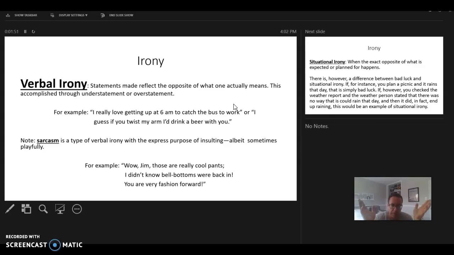I guess if you twist my arm, I'd drink a beer with you, right? So these aren't really sarcasm, right? It's not really sarcastic, but that is what we call verbal irony. And sarcasm is doing the same thing, but usually with this intent to insult, right? It can be playful. I'm very sarcastic with my friends. So I'm playfully insulting them, right? So, wow, Jim, those are really cool pants. I didn't know bell bottoms were back in. You were very fashion forward, right? So the opposite of what's the reality. They're not cool pants. They're geeky looking or whatever, and just playful banter, if you will. So verbal irony is something we're all used to.